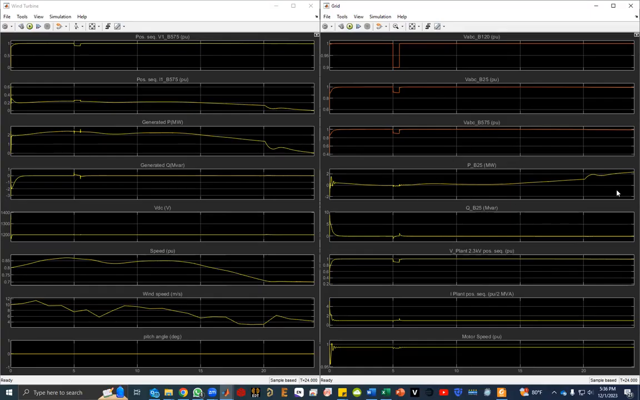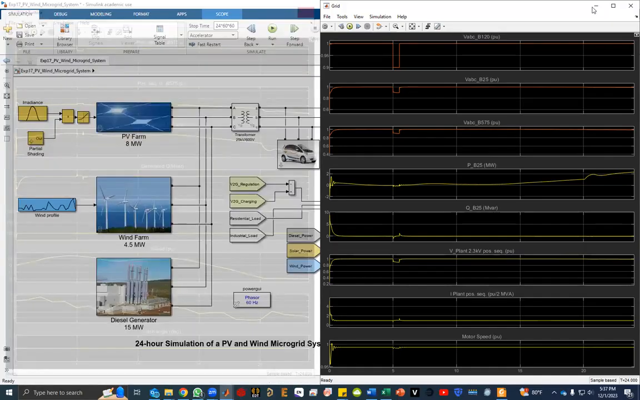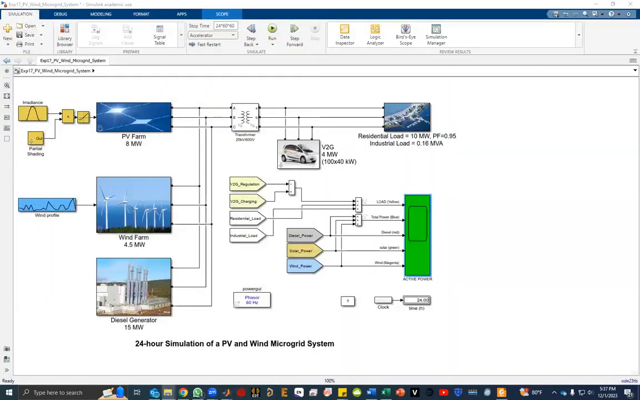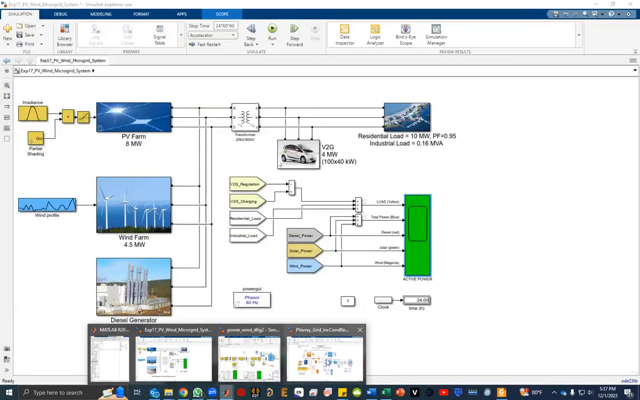This is the power. Initially the power is coming from the wind turbine, but since the wind is very low here, the power is going down. So at this point, the grid is giving the power. See, here the wind turbine's power is going down, but at this point, all the power is coming from the grid side.